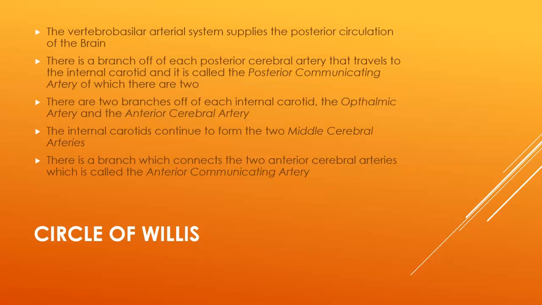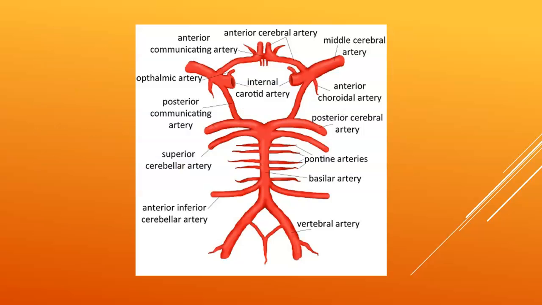There is a branch off of each posterior cerebral artery that travels to the internal carotid, and it is called the posterior communicating artery, of which there are two, which we see here, 1 and 2. And they communicate with the internal carotids, both right and left.